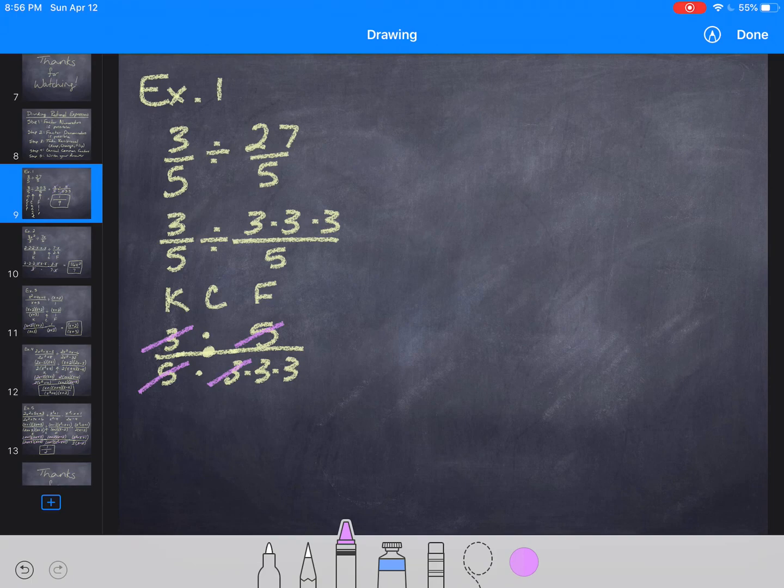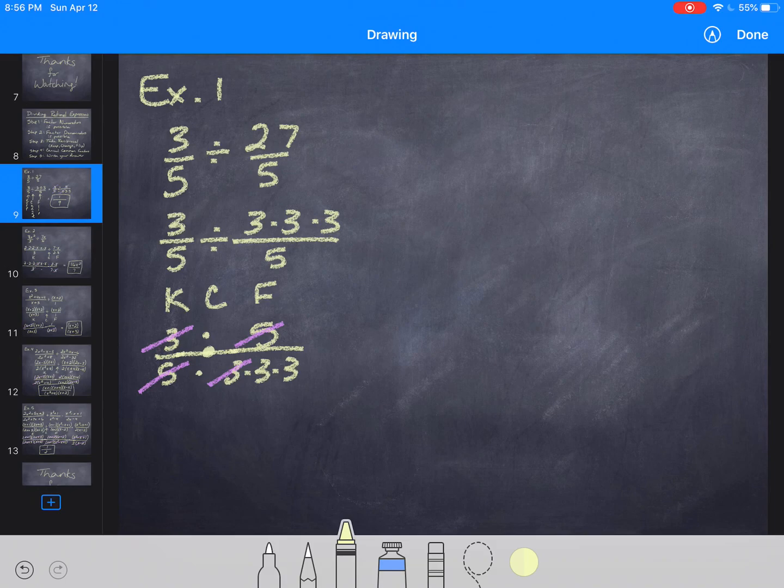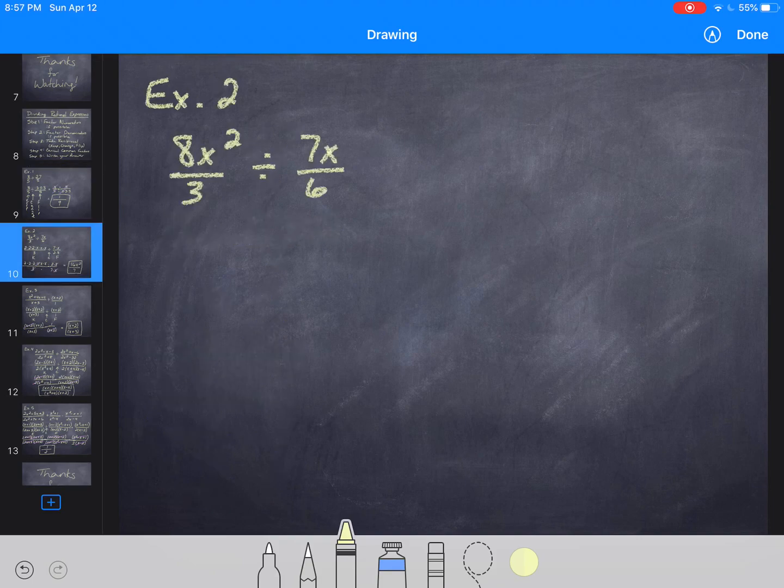Now that I've canceled my common factors, I can go ahead and write my answer. In my numerator, I have no factors left over, so I put my imaginary 1 back. Over, in my denominator, I have the factors 3 times 3. When I multiply those, I get a 9. So my final answer would be 1/9. Now let's take a look at example 2.